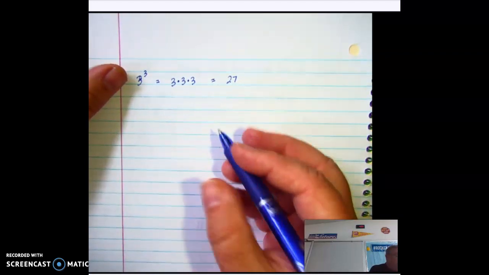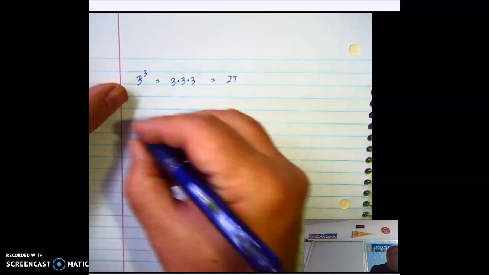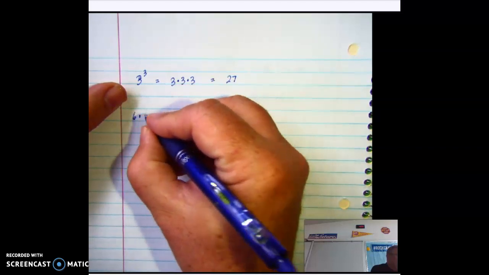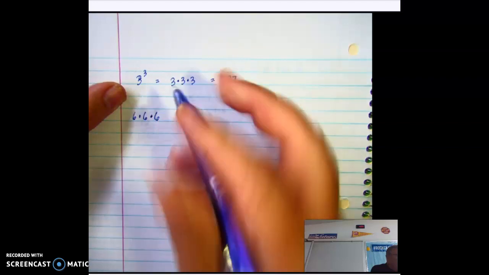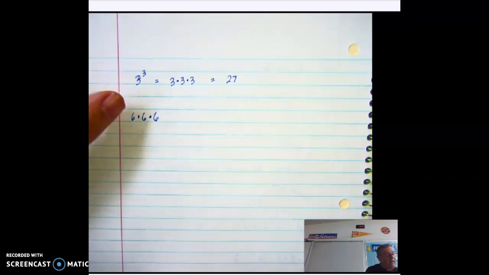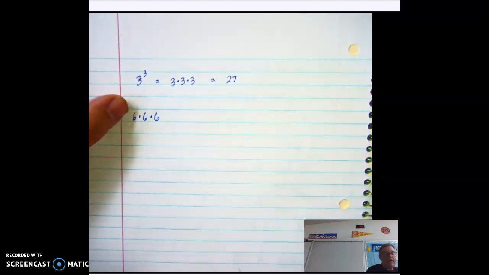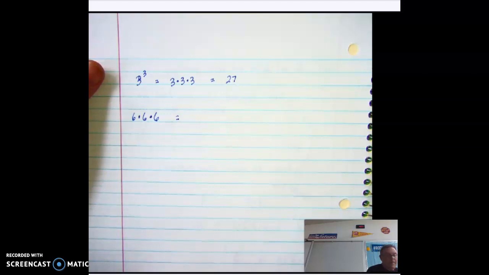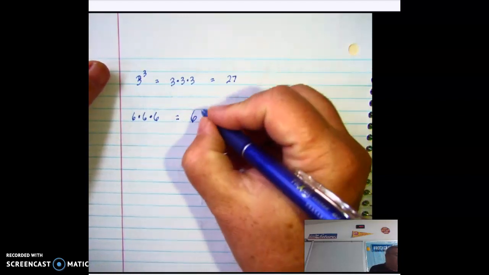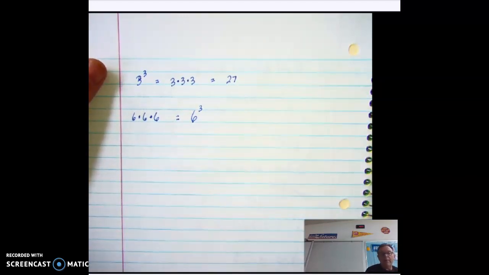And remember, we can also do it backwards. Let's say that I gave you 6 multiplied by 6 multiplied by 6. That's what we call product of powers. Product means you're multiplying. If I want to write it as a power, I need a base and I need an exponent. My base is 6. My exponent is how many times I'm multiplying it by itself. And a nice way to think about it, how many are there? So it's 6 to the 3rd power.